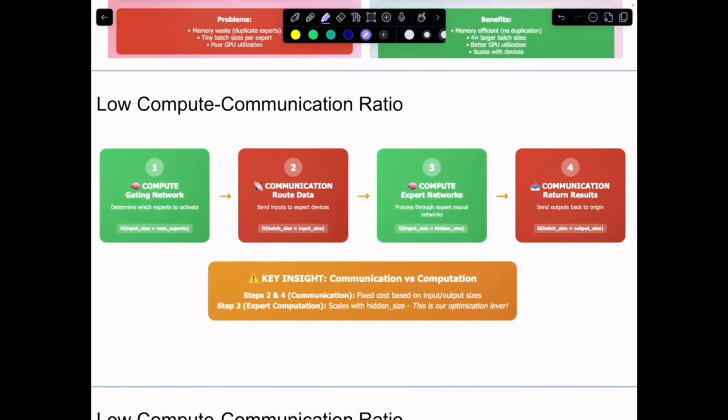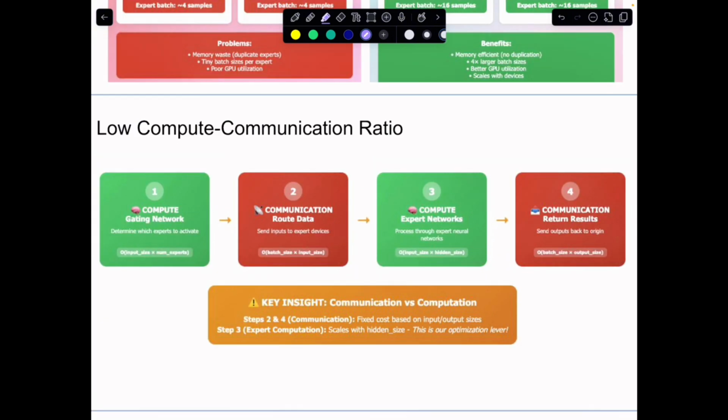So another problem is the low compute-communication ratio. As we have discussed, after the improvement with mixed data and model parallelism, there are 4 steps for MOE. Step 1 is computing the gating network. This will decide which expert the data should be routed to. Then there's a communication step, because you need to send the data to the right device that hosts the assigned expert. The expert calculates the result, and the result is sent back to the original device. There are 2 steps of communication and 2 steps of computation. How can we increase the compute-communication ratio?